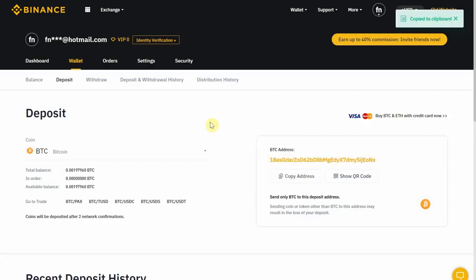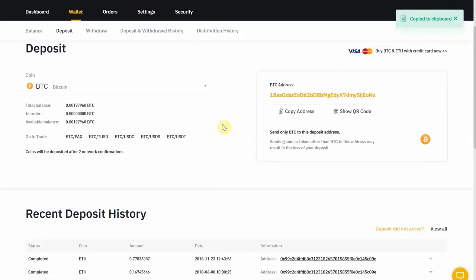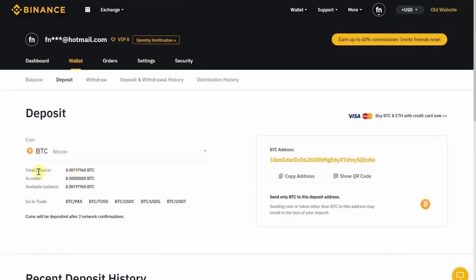Just copy the address. On Coinbase, you select send to, and just paste this address. Okay. This way you can actually have some balance to start trading. That's the point of this video, right?